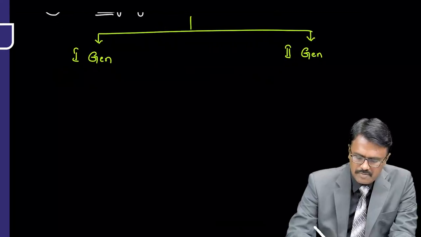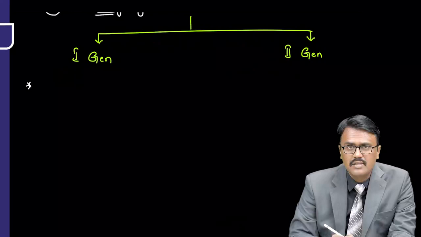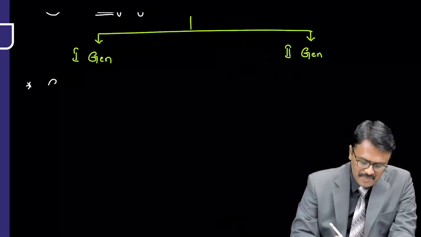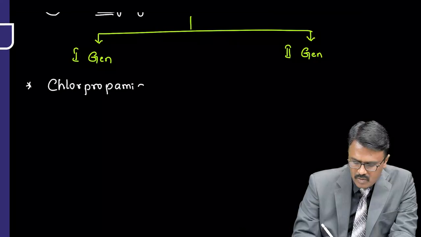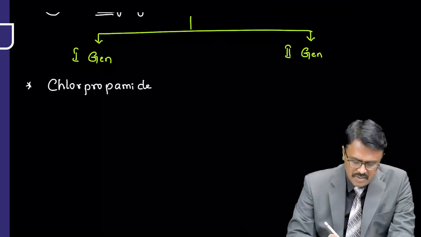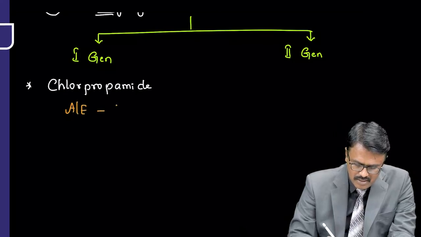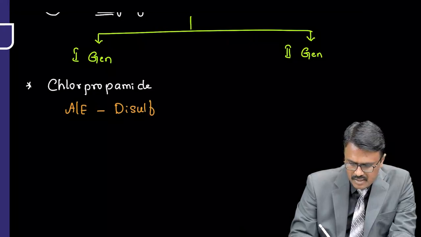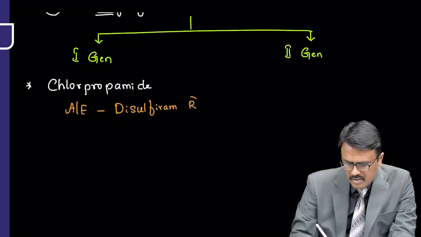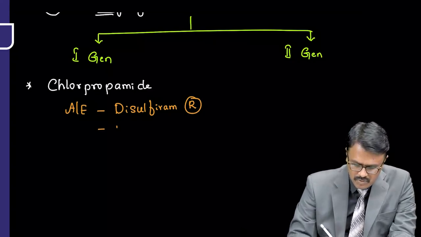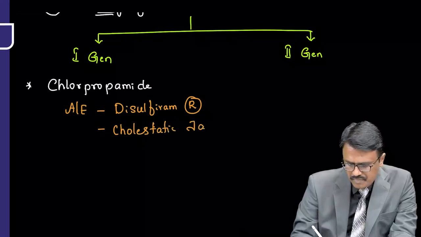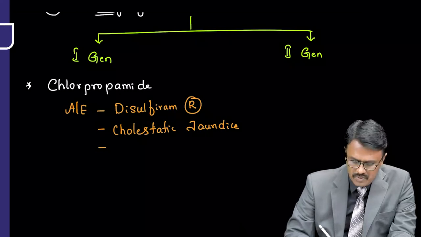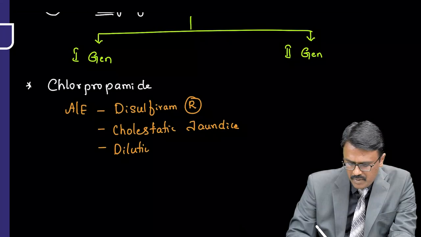What is the first generation we have? The first generations are not used nowadays, but maybe they are asked in MCQs. That's why I'm writing. They are called chlorpropamide. Chlorpropamide has some characteristic adverse effects. What is that? It is known to produce a disulfiram-like reaction, and it is known to produce a jaundice called cholestatic jaundice. And also it is known to produce dilutional hyponatremia.